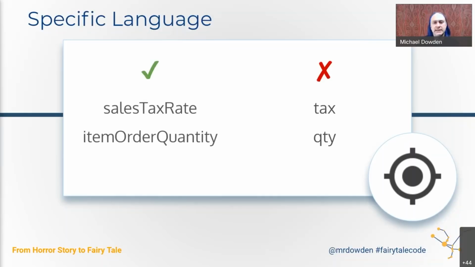So I can provide that additional context. I can be more specific. So sales tax rate tells me that this is going to help me calculate the sales tax. And in order to do that, I'm going to multiply this by the total value and produce the actual sales tax amount. I know that just from looking at that variable name. Item order quantity. It's not just QTY, it's the quantity of items in an order. Perfect. I have context now. I understand what that means.